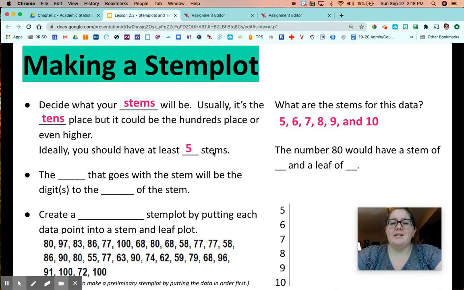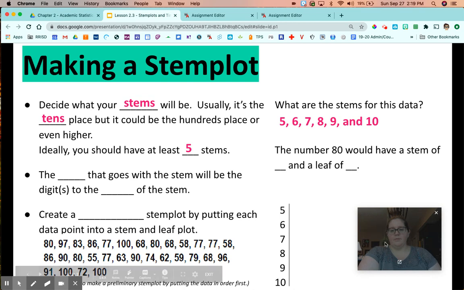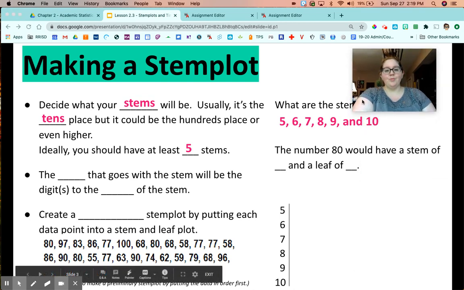Ideally, we should have at least 5 stems. So if we have data that's even more spread out than this, that's when we might want to switch to hundreds as our stems so that we have at least 5 stems. And then we don't have too many stems.